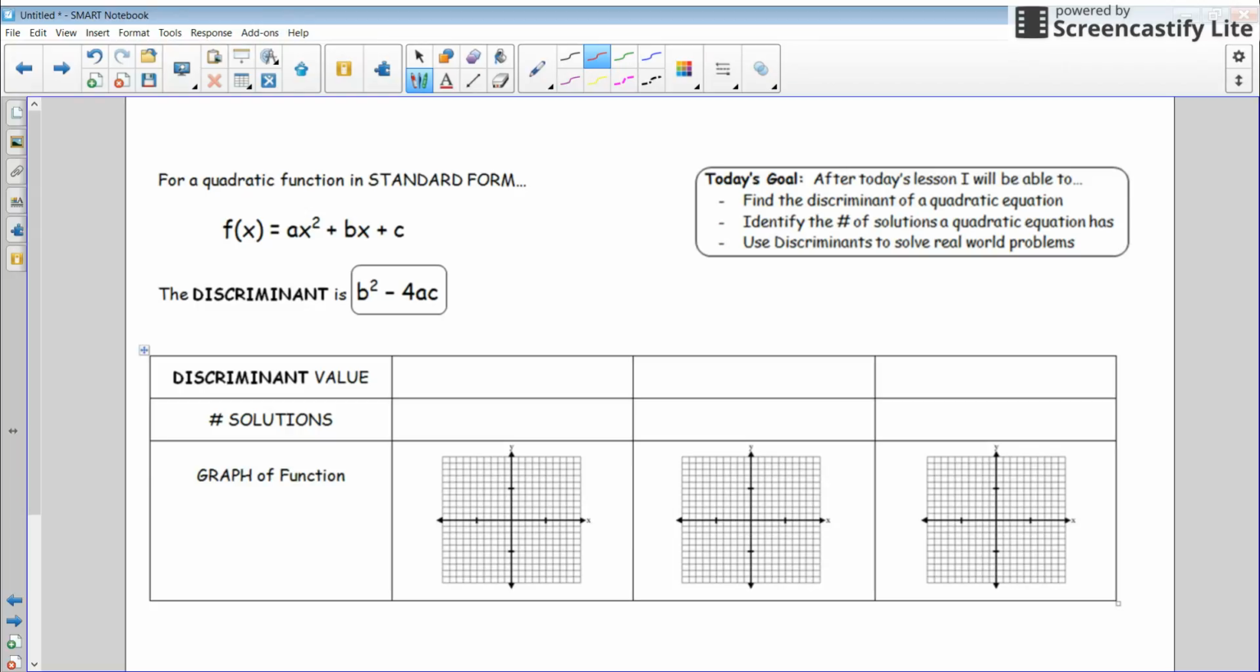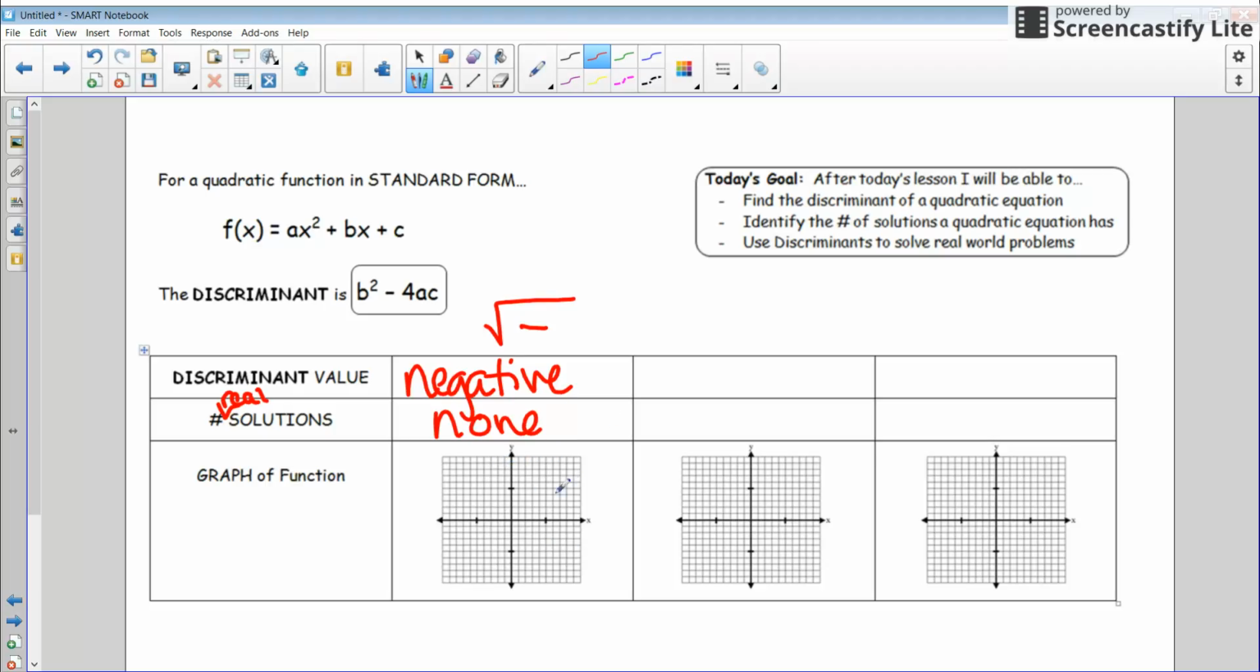Think about it. If the discriminant value is negative, that means that you have a negative number underneath the square root in our quadratic formula. As far as we know, we can't take the square root of a negative number. So that's why there would be no real solutions. I'm saying the word real because we will talk about, believe it or not, imaginary solutions later. But for now, a negative number under a square root results in no real solutions.